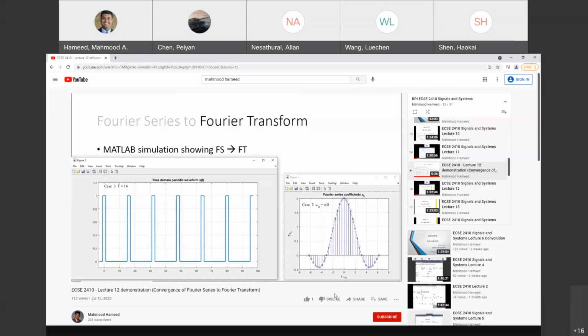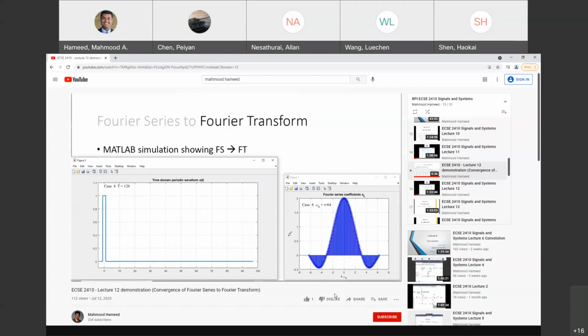So go to time period 16. Omega naught is pi over 8. Closer. Same shape, just samples are getting closer. And then this is 32, and then it is 64. You see the sinc getting more and more continuous. And then 128, this is where it will stop.